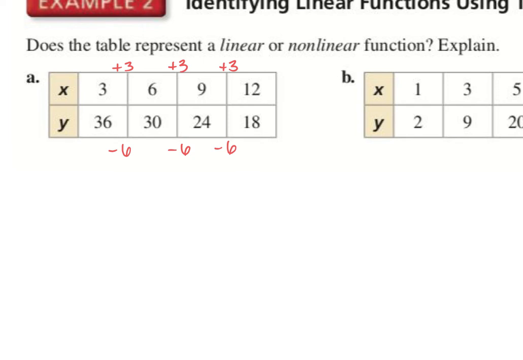Now, all we care about is that it was plus 3, plus 3, plus 3, minus 6, minus 6, minus 6. Did anything change within the x or the y area? No. They were consistent, right? Now, if it was plus 3, plus 4, plus 5, that would be a different story. But since it's both the same, we're going to say this is linear. And we're good.